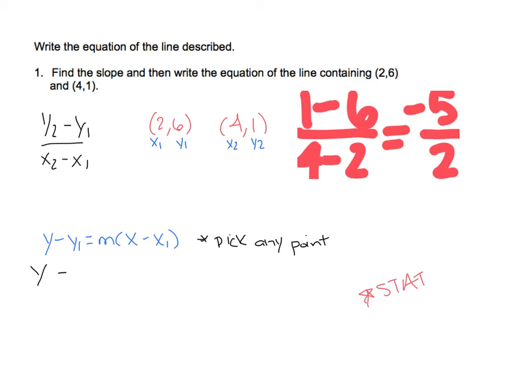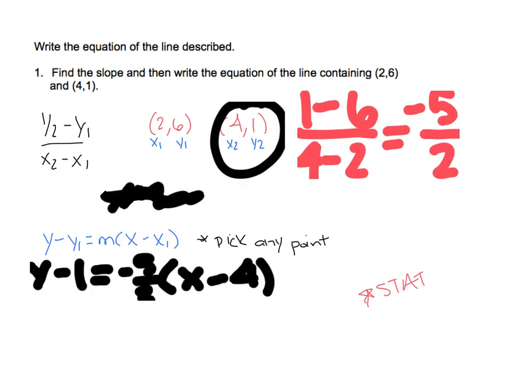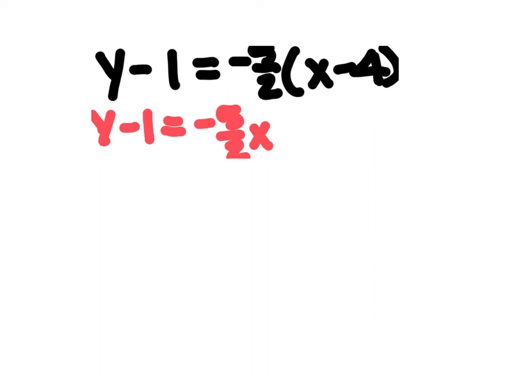Okay, so here we go. Y minus y1. So I picked, remember, this point here, so the y value is 1 equals negative 5 over 2 times x minus 4. So notice you have to distribute the negative 5 over 2, and I'm going to work that out on the next slide so I have a lot more space. So we have y minus 1 equals negative 5 over 2 times x minus 4.